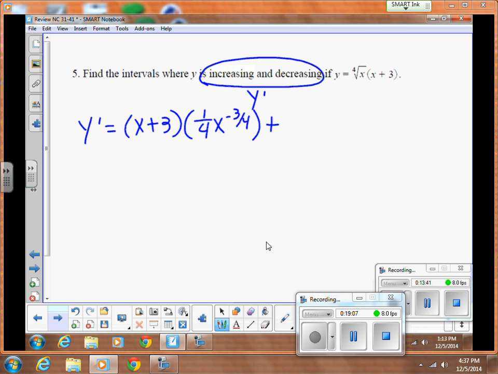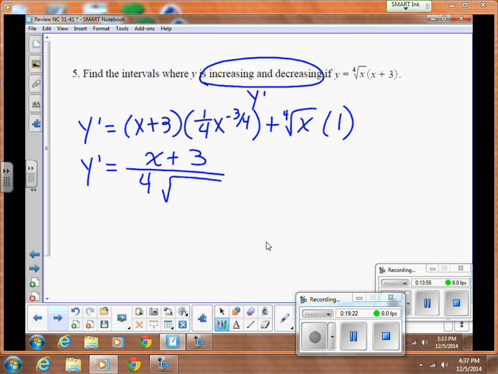So second times the derivative of the first plus the first times the derivative of the second. Now I'm looking for increasing and decreasing intervals, so I have to be setting that derivative equal to 0. So before doing that, we just cleaned it up a bit and combined some stuff, move negative exponents down so we can turn them to positive, so that it'll make our solving a little easier.